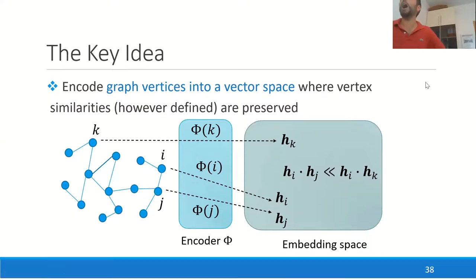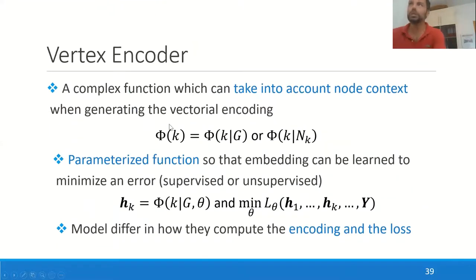Okay? Now, how do I do that? I need a vertex encoder. My vertex encoder function phi, which encodes the kth node in my graph, will return a vectorial coding, will of course be a function, okay, which encodes a node k based on the information on the graph, or if I want to be somehow possibly efficient, instead of considering all the information from all the graph when encoding k, I will be considering, for instance, only the information from the neighborhood of a node, okay?